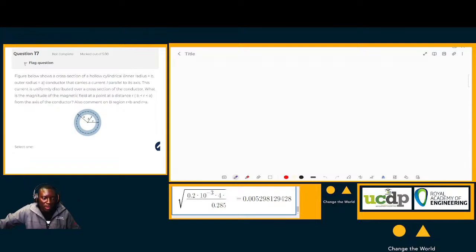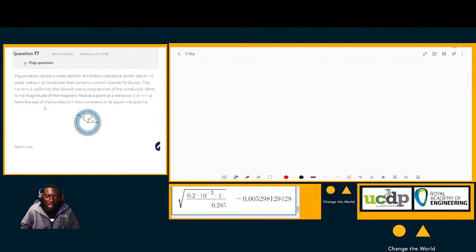Anyway, I'll get on with today's first question, which is question 17. The figure below shows a cross-section of a hollow cylinder, inner radius B, outer radius A, which is a hollow cylindrical conductor that carries a current I parallel to the axis. The current is uniformly distributed over a cross-section of the conductor. What is the magnitude of the magnetic field at a point at a distance R from the axis of the conductor, which is greater than B but less than A, so within that shaded region?